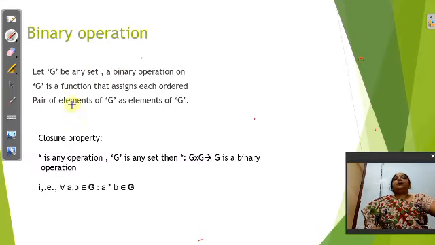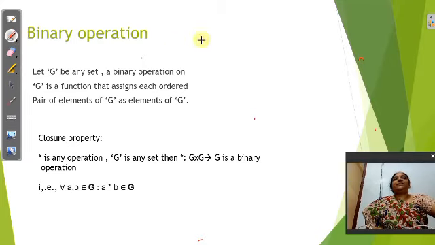A binary operation on G is a function that assigns each ordered pair of elements of G an element of G. That means if we take any two elements from G, and we do any operation on those two elements, the product or sum of those two elements again belongs to the same set G, then we can say the operation is a binary operation.